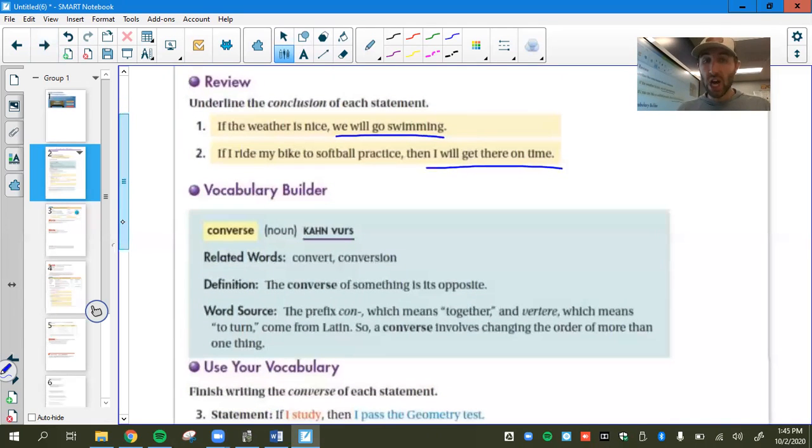The definition of the converse is something that's opposite. The prefix con, C-O-N, means together, and vertere, the Latin word, means to turn. So a converse involves changing the order of more than one thing. For example, the converse of hot is cold. The converse of pass is fail. Things like that. So we're going to use this converse with conditional statements.